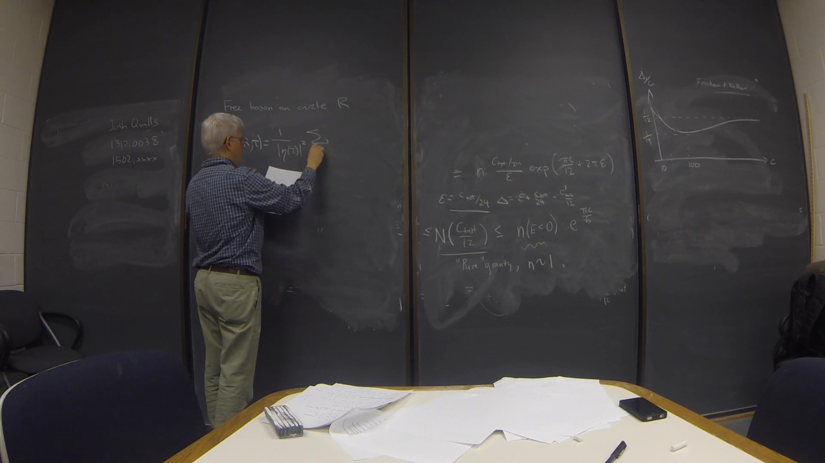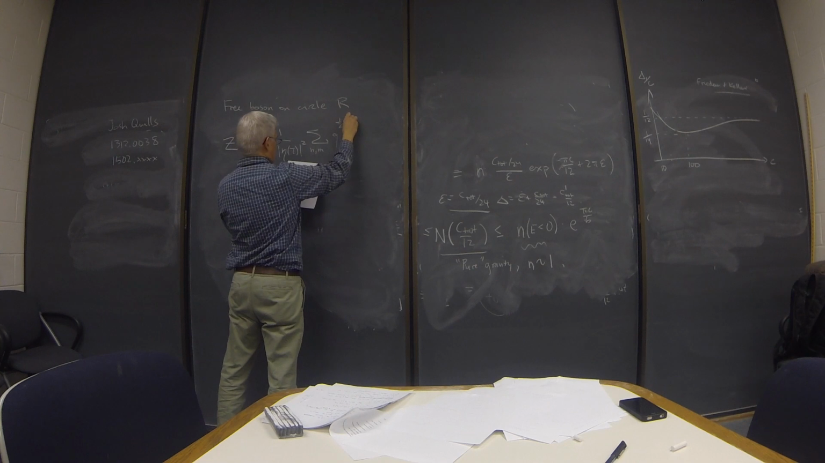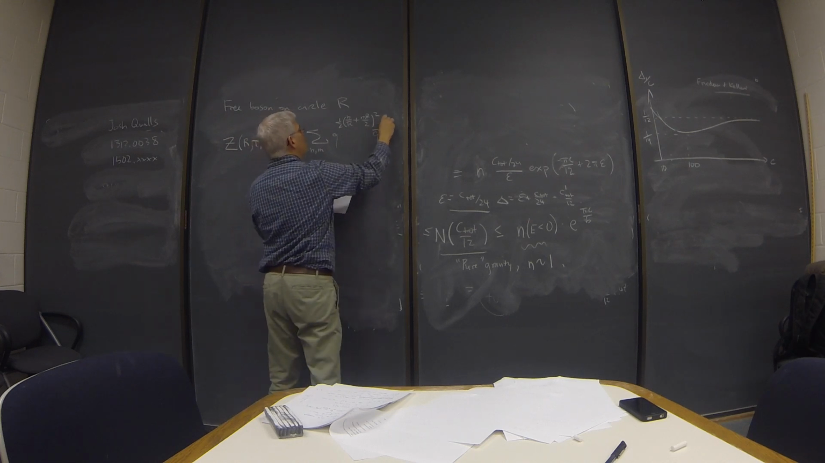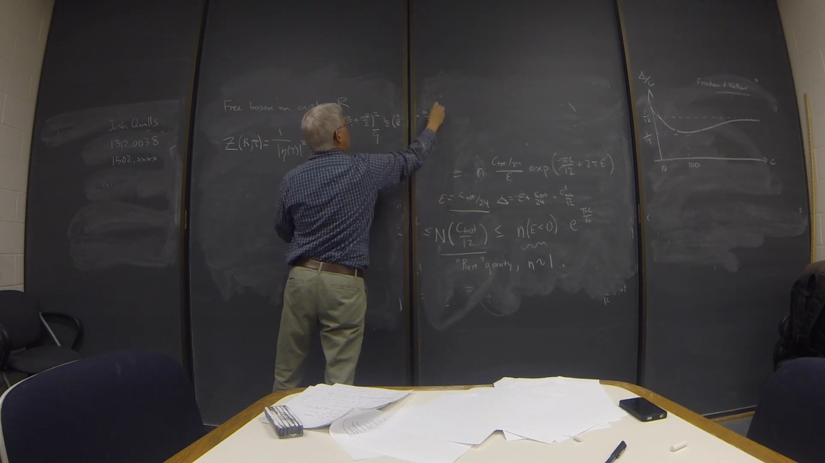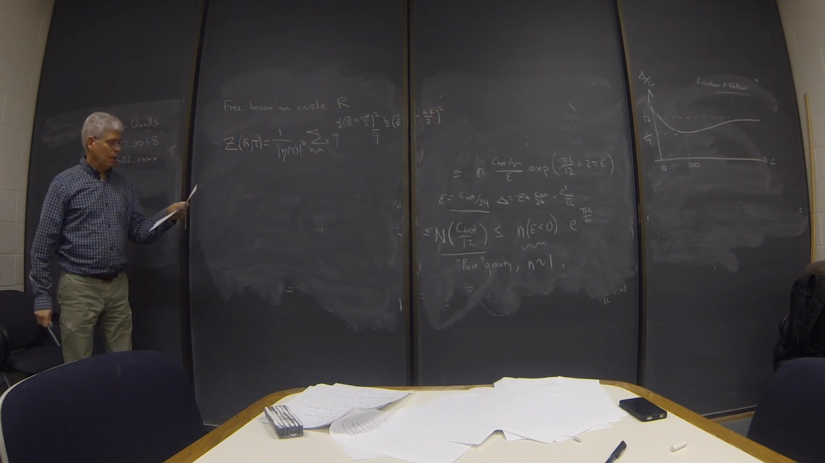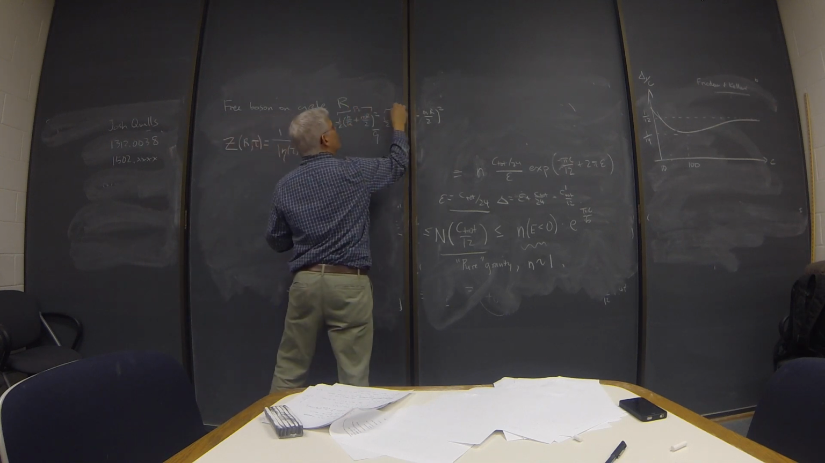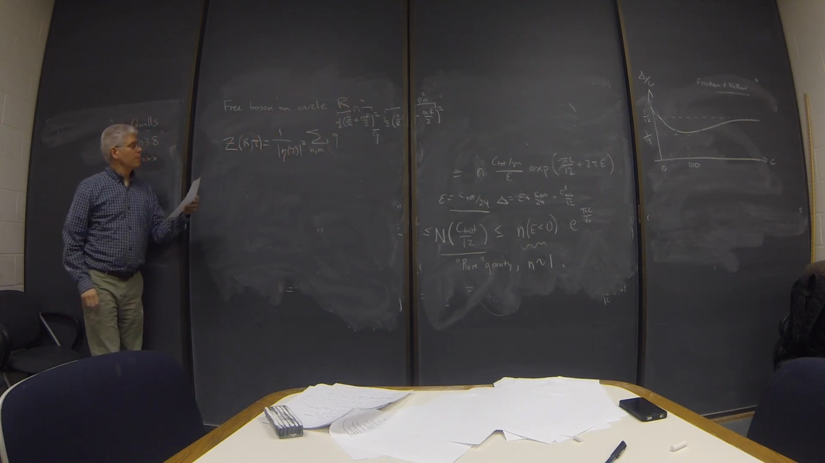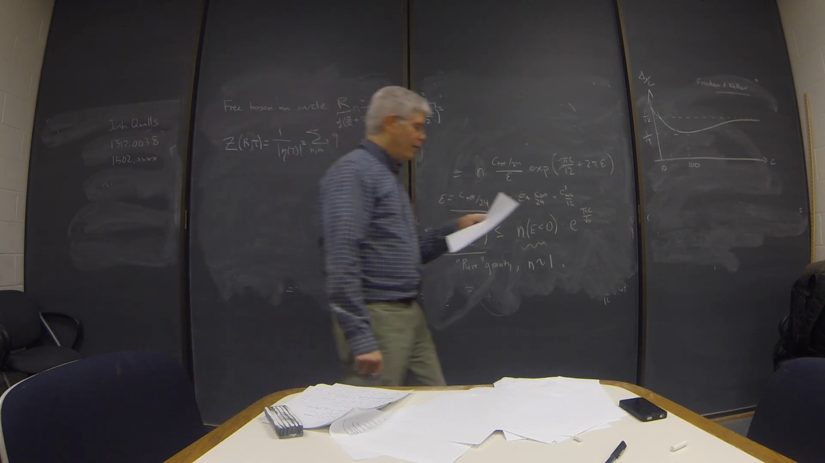We have a sum over all integers of q to the left moving momentum squared, and then q bar to the right moving momentum squared. So that's p left, this is p right squared. Okay, good. And this is modular invariant, as you can check if you like.